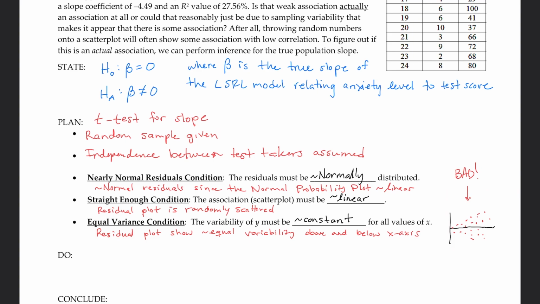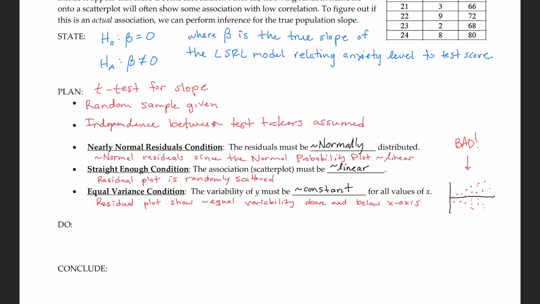So if you see something like that, it turns out you can't use this test because it's not equal variability throughout. Perhaps there are subsets that you need to break this up into, and maybe run multiple tests. But we're not going to do that here because we saw pretty equal variability above and below. So now let's go ahead and get into our do step.